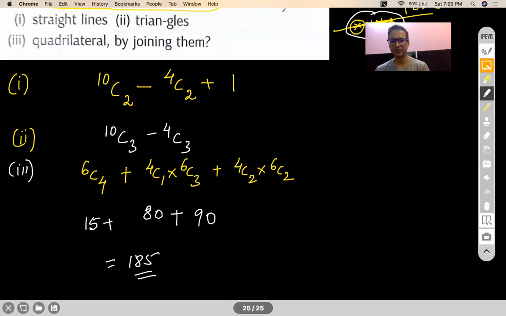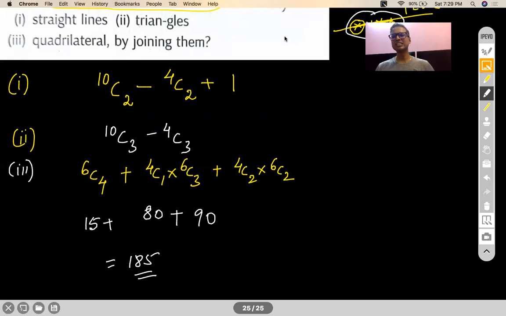Is this fine? Any questions, any concerns? Oh, you had a different method. What method was it, Madhav? Would you like to share with us? Or you took the total cases and subtracted from there where a quadrilateral is not possible. Okay. That's fine.